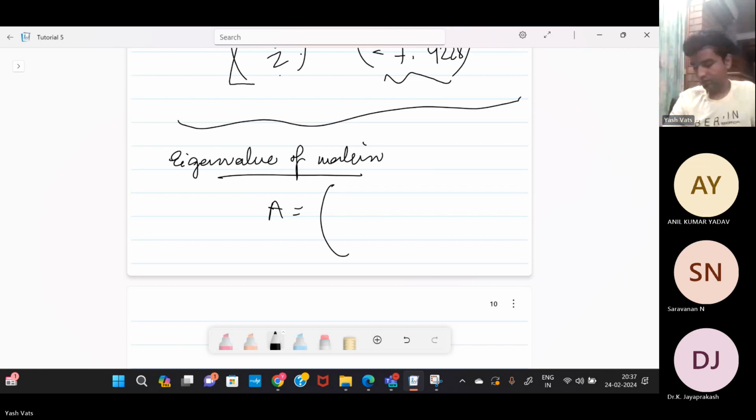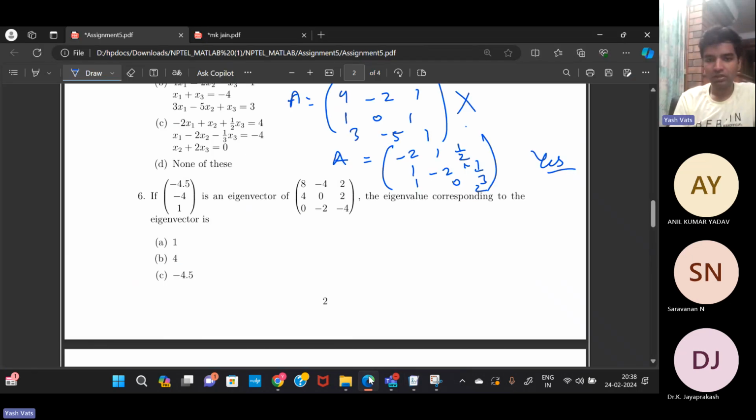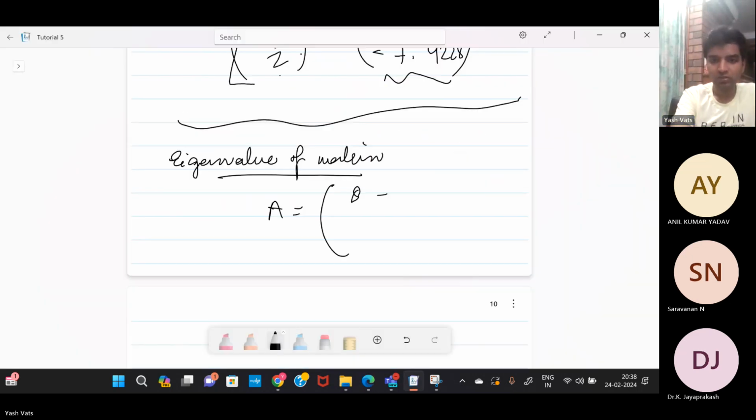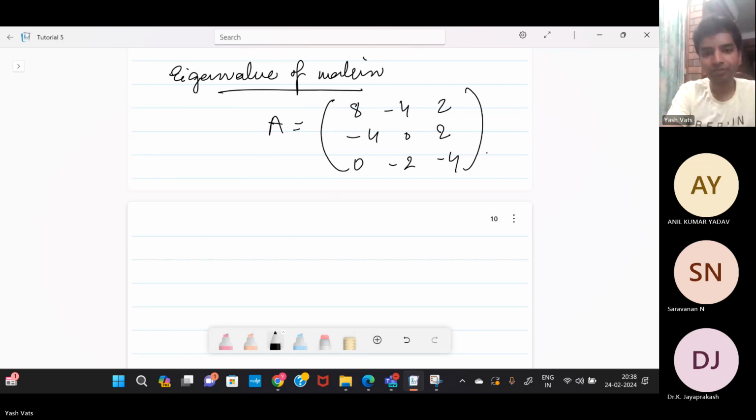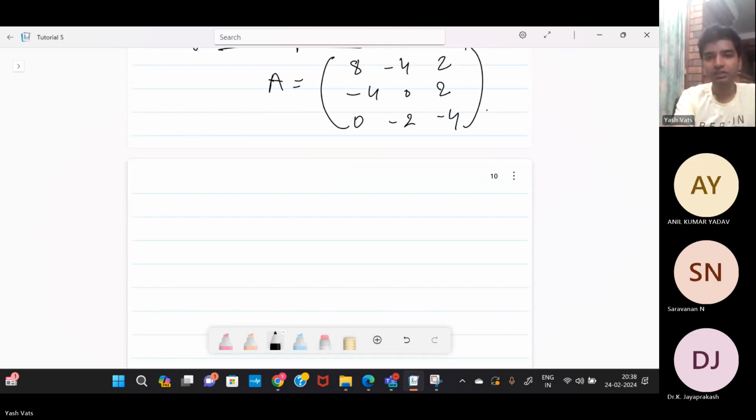A is 8, minus 4, right? And you have A given by this. So how do you find the eigenvalue? The determinant of A minus lambda I should be 0.